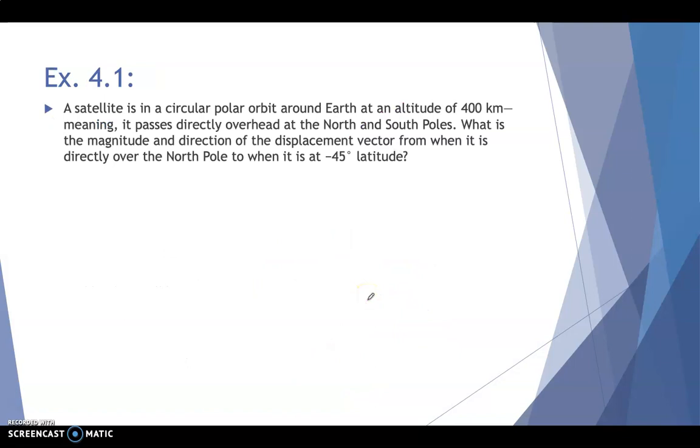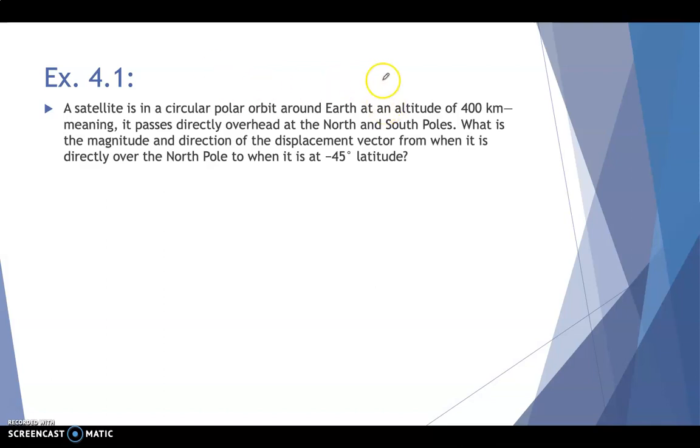All right, so we need to start with an example. This is example 4.1. It states that a satellite is in a circular polar orbit around Earth at an altitude of 400 kilometers, and it passes directly overhead at the north and south poles. What is the magnitude and direction of the displacement vector from when it is directly over the North Pole to when it's at a negative 45-degree latitude?